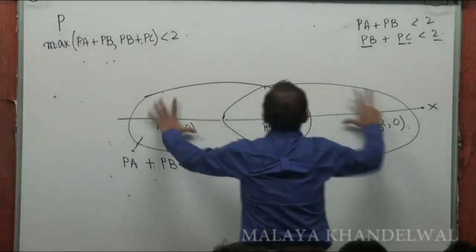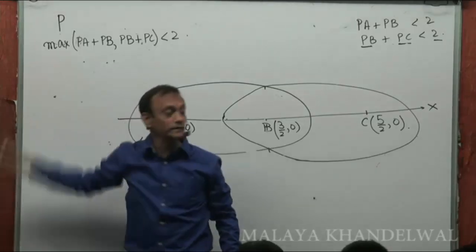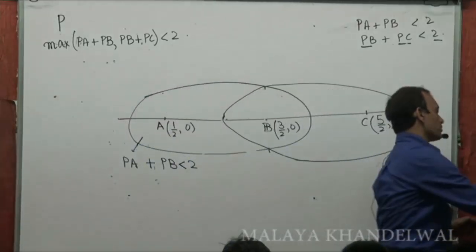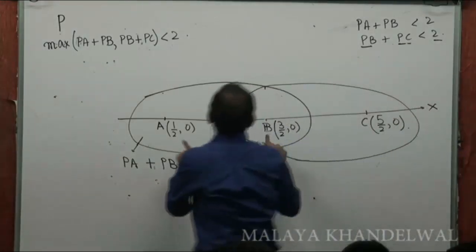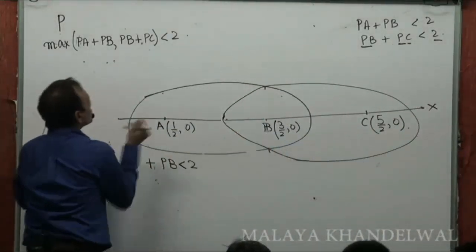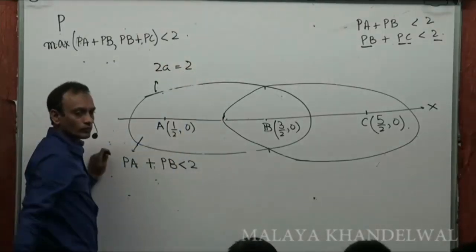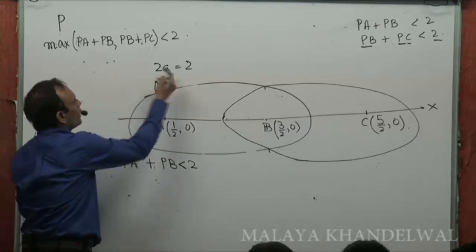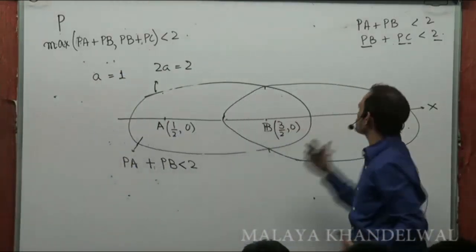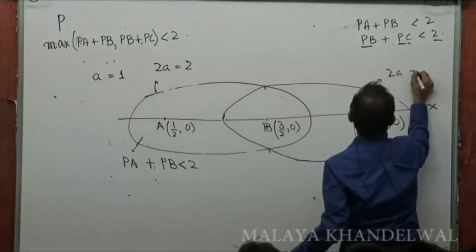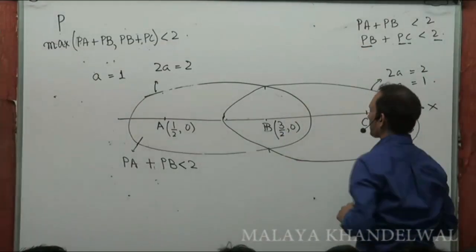So this region is the region governed by this condition, right? Now let's look at the problem. One thing, for this ellipse, 2a equals 2, isn't it? a equals 1 for this ellipse. Same with this ellipse, because the semi-major axis of this ellipse is also 1. a is 1 for both ellipses, right?